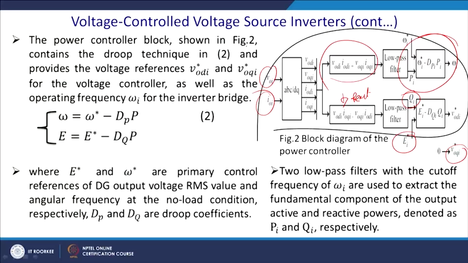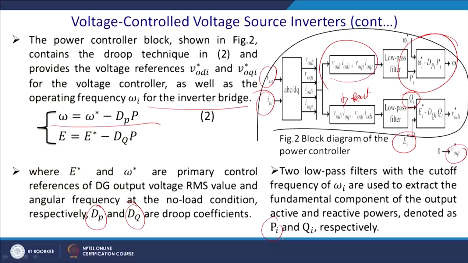So, let us describe it. The power controller block as shown in figure 2 contains the droop technique, and that is the droop equation for the droop technique, and provides the voltage reference for Vd star and Vq star for the voltage and current, as well as the operating frequency omega i for the inverter voltage, where E star and omega star are the primary control references of the distributed generator output voltage RMS value and the angular frequency at no load conditions respectively, and dP and dQ are the droop coefficients.